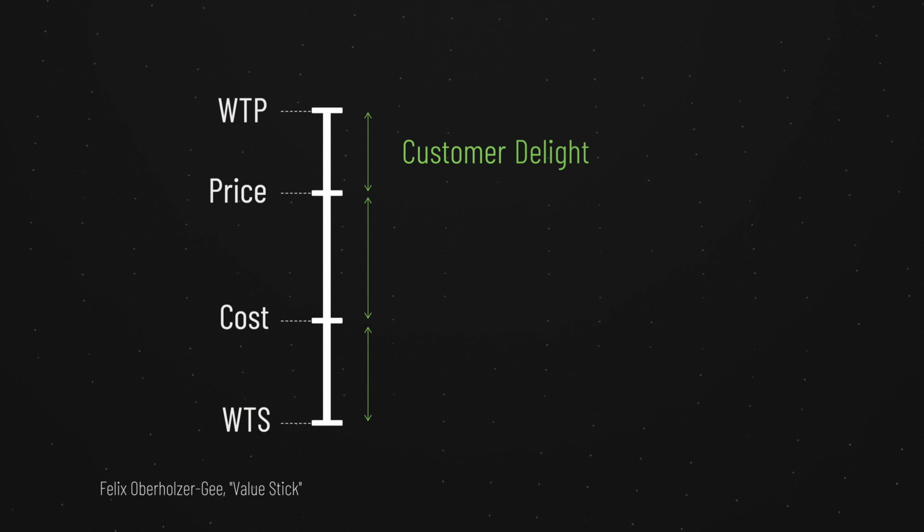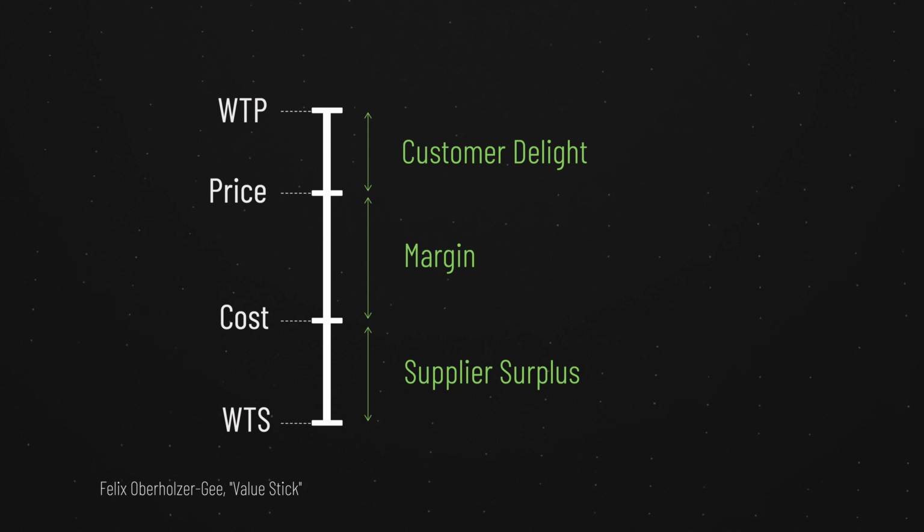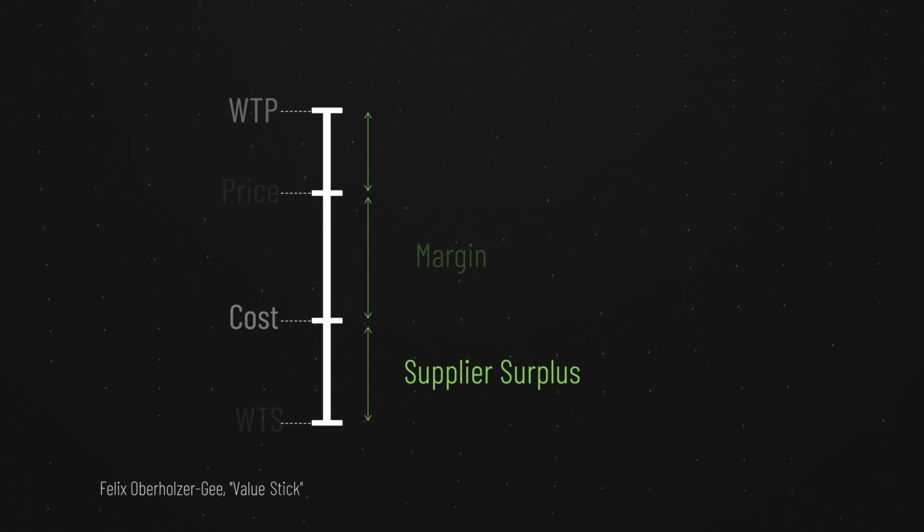The difference between willingness to pay and price is customer delight, or customer profit. The difference between price and cost is the margin, or the business profit. And the difference between cost and willingness to sell is the supplier profit. This gives strategists a simple way to think about strategy because it makes the goal of strategy to create value. Businesses that can create the most value will have a competitive advantage and ultimately dominate their markets.